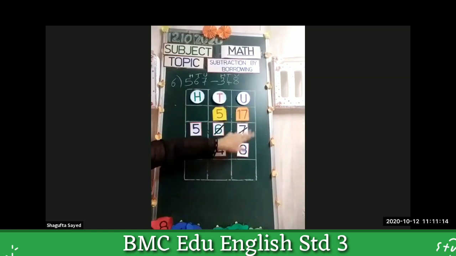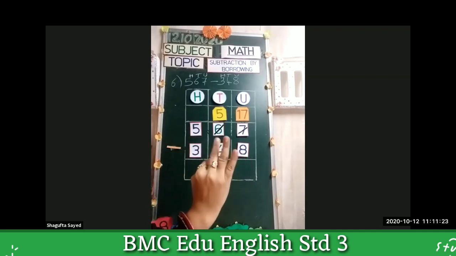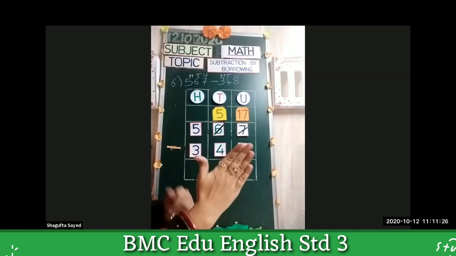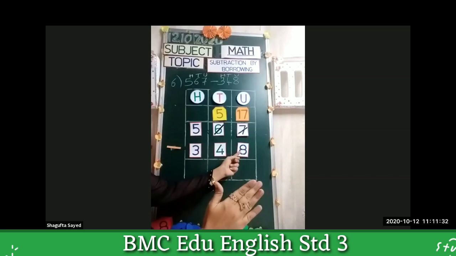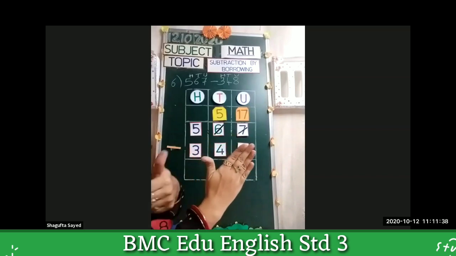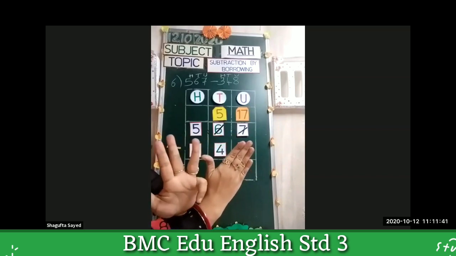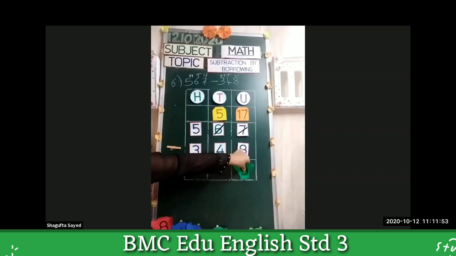Now from 17, we have to minus 8. So what are we going to do? Keep 17 in mind. Start counting after 8. What comes after 8? 9, 10, 11, 12, 13, 14, 15, 16, 17. So 17 minus 8 is what? 9, right? So we are going to write here 9.